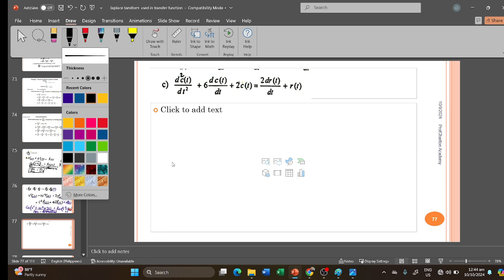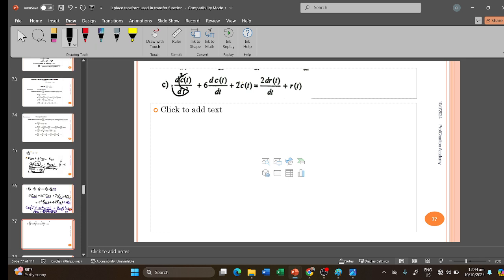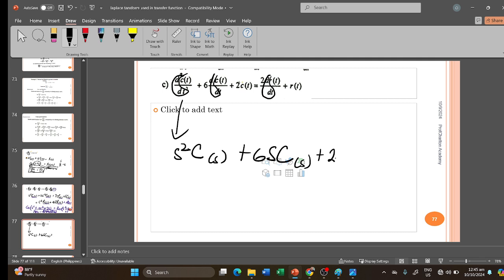Letter C. So how do we do this? We identify d squared over dt squared and d over dt. Here, d squared over dt squared is s squared, then capital C, a Laplace operator. Then 6s, then capital C, Laplace operator. Then we retain the 2 as a constant.